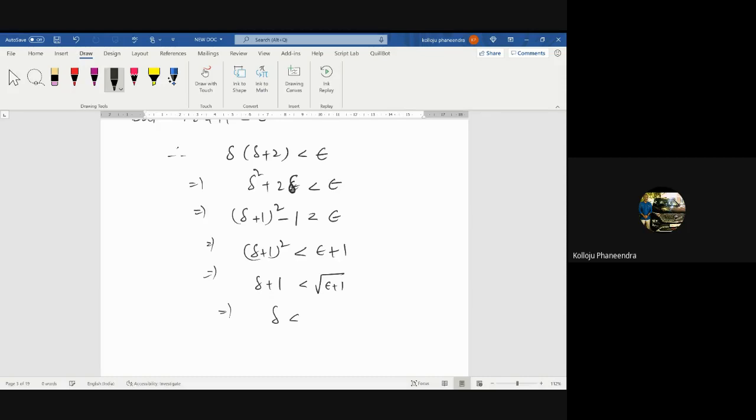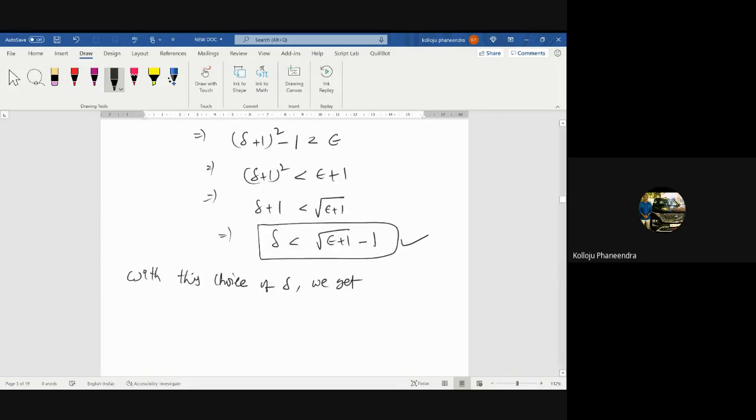So what is the delta required value? For any given epsilon, this is the value. For any given epsilon, this delta value must be less than this. With this choice of delta, what do we get? Definitely the definition is satisfied. That means mod z square plus 1 is less than epsilon whenever 0 is less than mod z minus i less than delta.